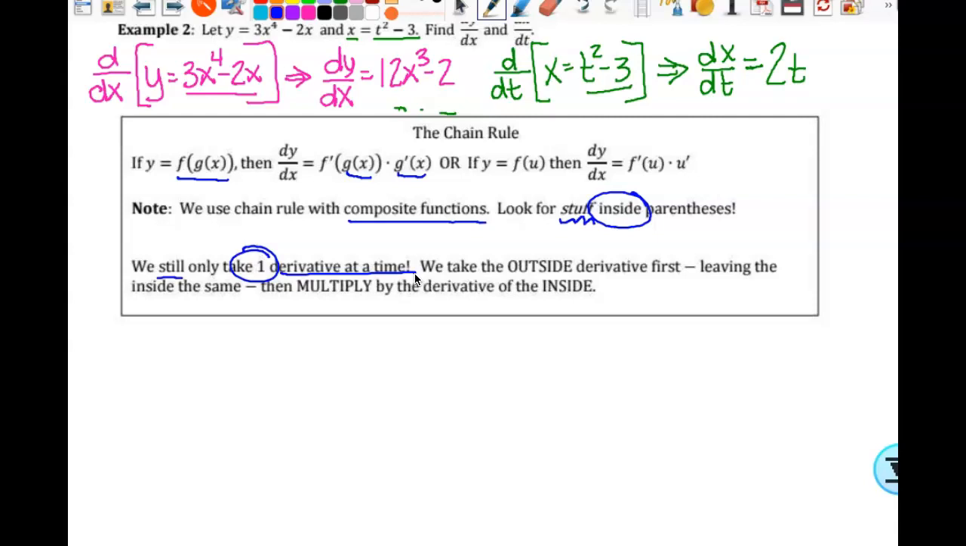And outside first, leaving the inside the same, then multiply by the derivative of the inside. That's what's happening there. We're going to look at it as f of g of x. We're also going to look at it with these u's and du thing right here. I don't want to spend too much more time on that because I know that just looks like gibberish to you right now, but it'll make more sense in just a minute.